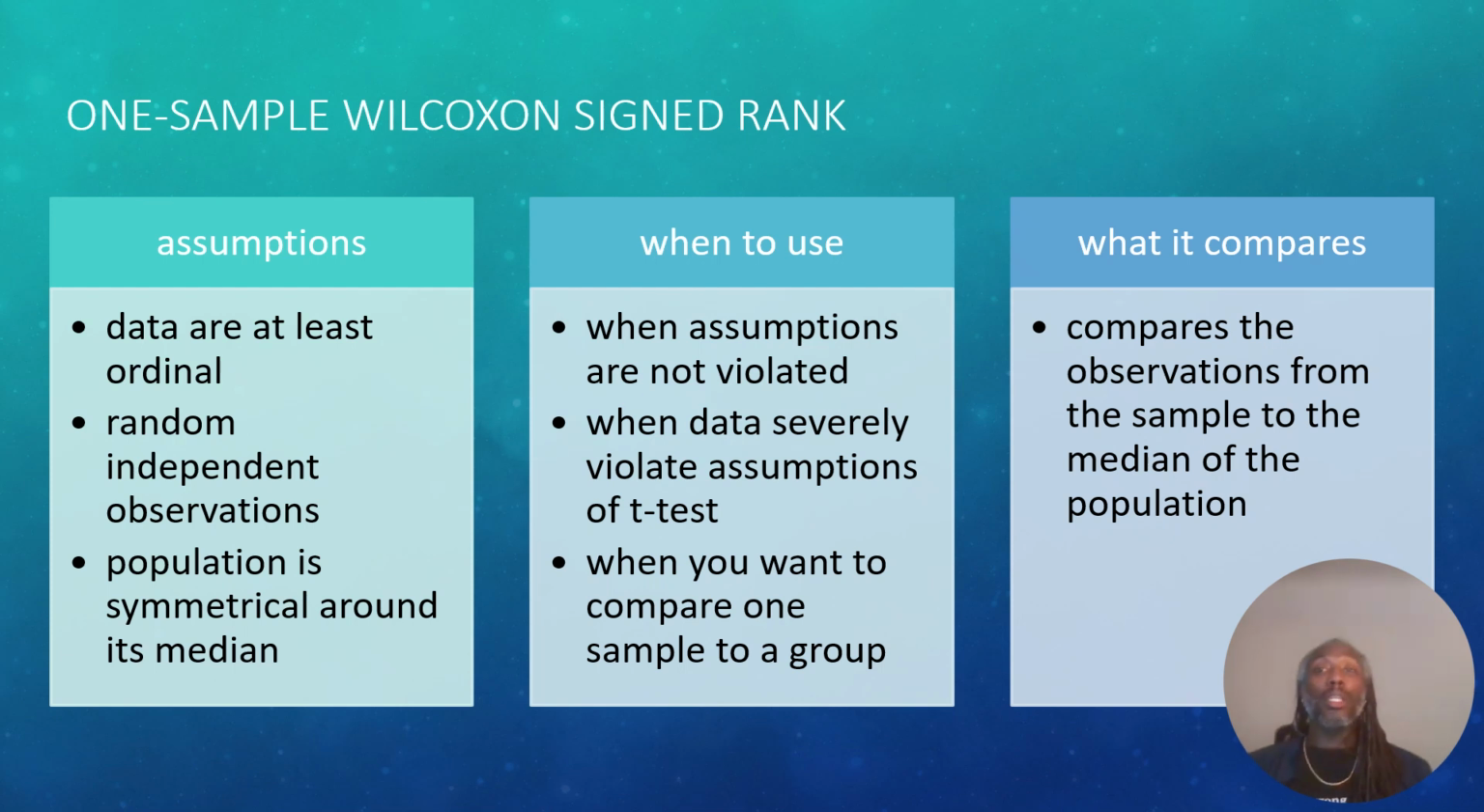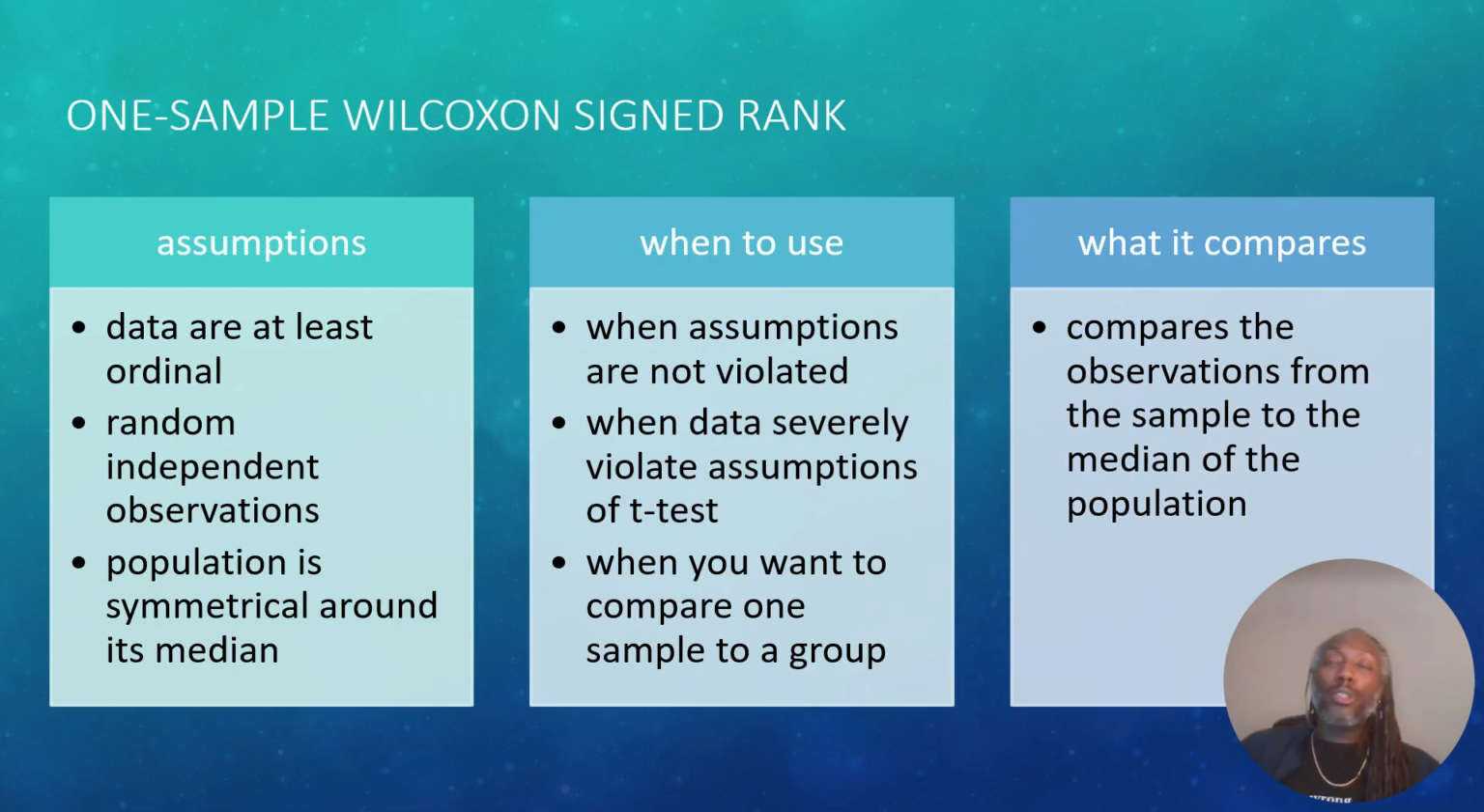And those assumptions are that the data are at least ordinal. So you cannot use categorical data for a one sample Wilcoxon Signed Rank test. You need to have at least ordinal data, but you could do this for interval or ratio level data as well. Those observations need to be random and independent, just like in the one sample t-test and one sample z-test.